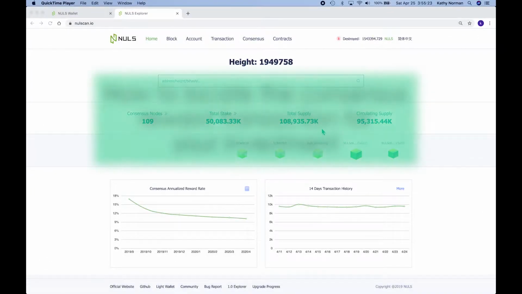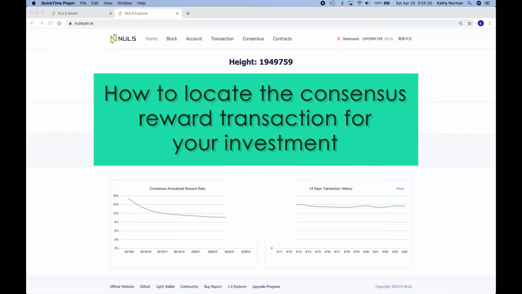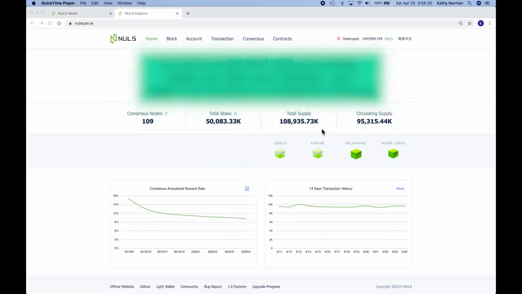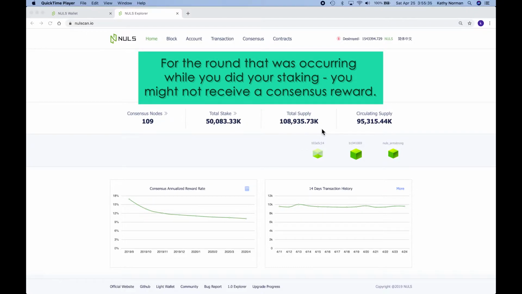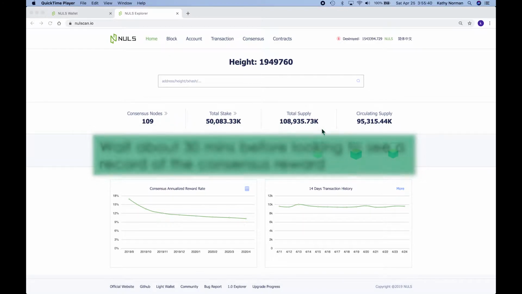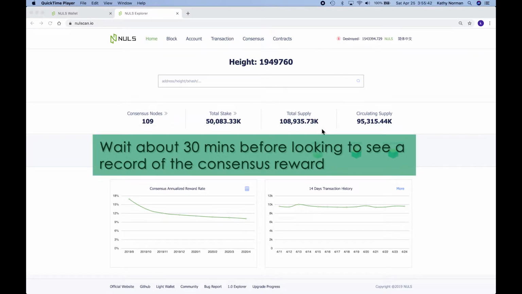Okay, part 3, how to locate the consensus reward transaction for your investment. Now, for the round that was occurring when you did your staking, you may not receive any consensus rewards. So I recommend that you wait about 30 minutes before you start looking to see a record of the consensus reward that you're going to be receiving.